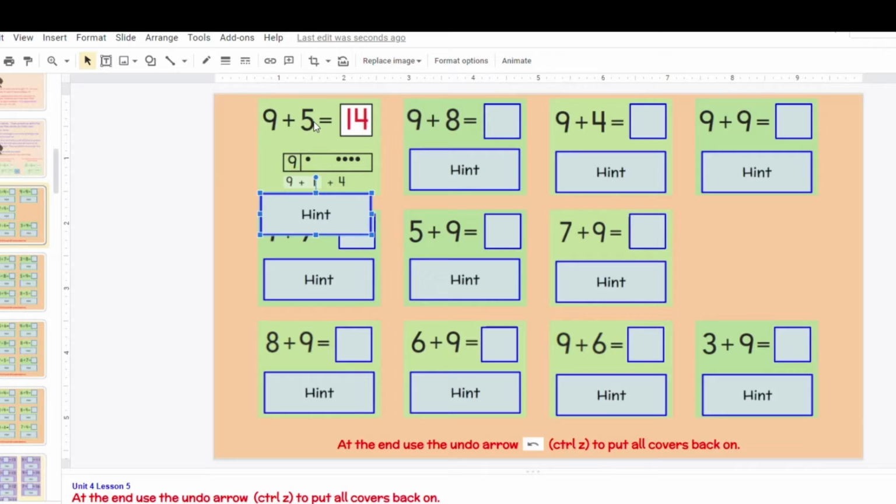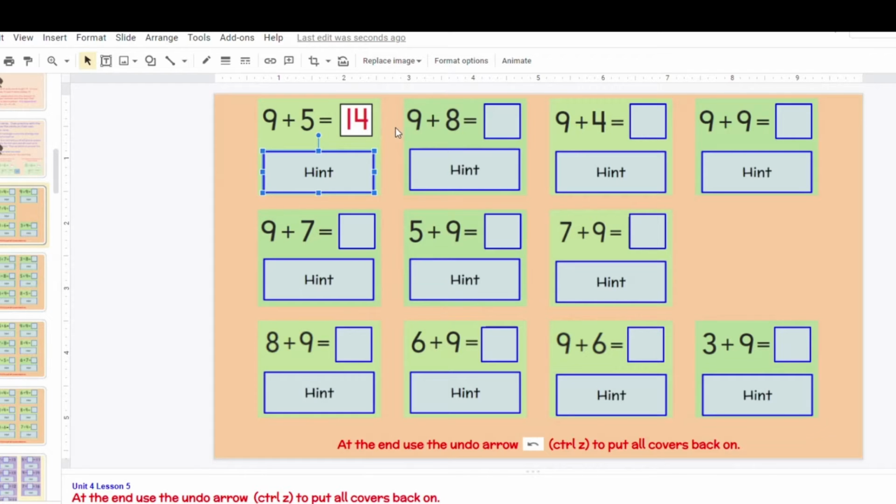We know that we have 9 plus 5. 9 and 1 make a 10. Add 4 more makes 14. Let's say it again. 9 and 1 makes a 10. Add 4 more makes 14.